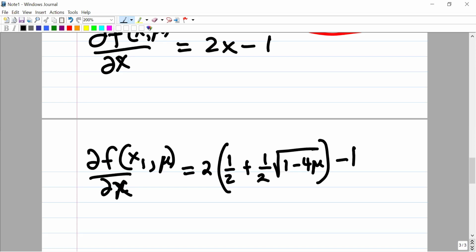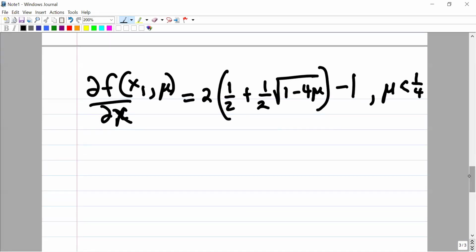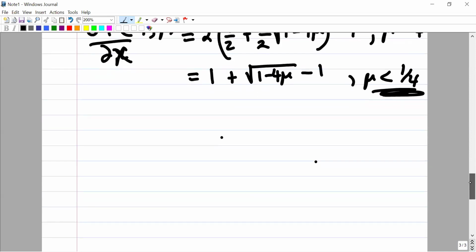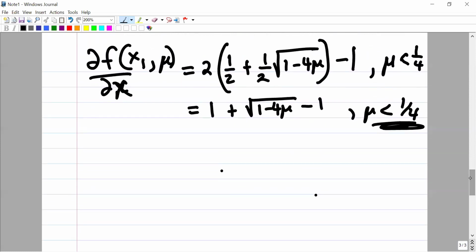It's minus 1, provided mu is less than 1 over 4, as usual. So if we are to simplify, this will be 1 plus the square root of 1 minus 4 mu, minus 1, provided that mu is less than 1 over 4. I just carry this around because I want it to remind me that I should take into consideration those conditions.